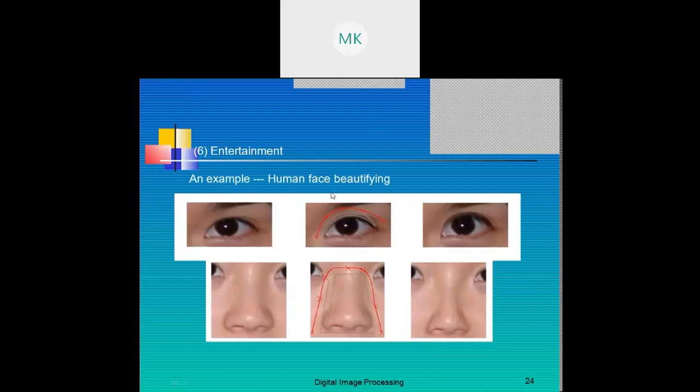Next is the case of entertainment. In the area of entertainment, for example, human face beautifying. How to beautify the human face? You can perform edge detection on the eyes, or boundary detection around the nose. You can perform different morphological operations as well as different region growing and boundary detection algorithms in order to perform the human face beautification.